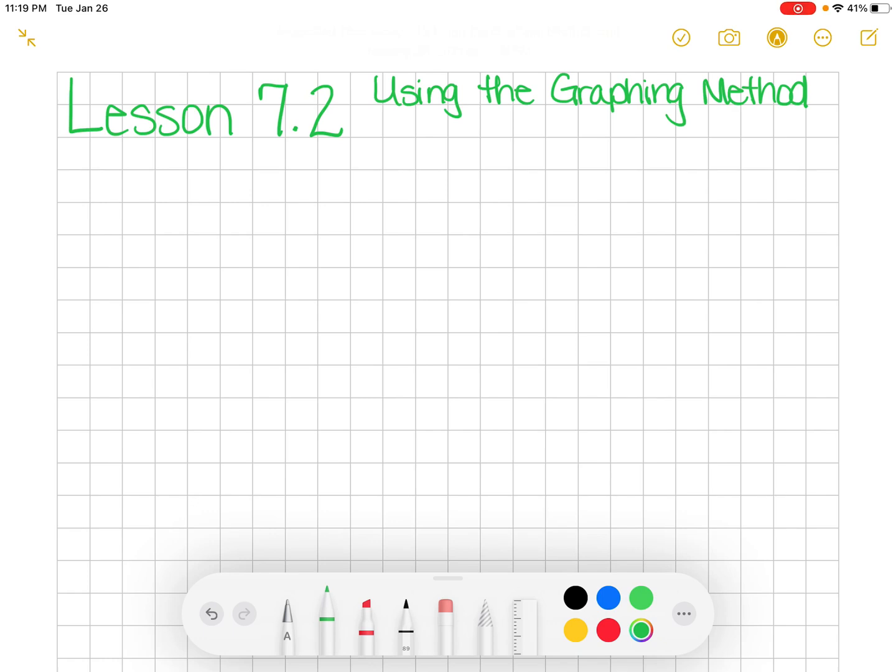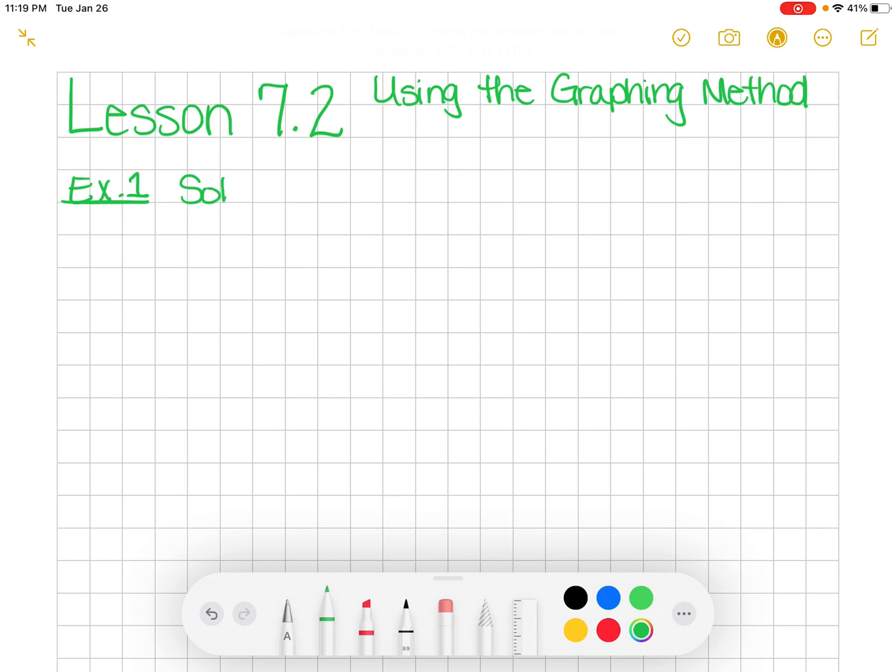Okay, today we're going to continue with what we did yesterday, and we're going to be doing lesson 7.2. This is also using the graphing method, but today I'm going to show you a couple of new instances where you will see new things and know how to do this. Okay, so let's go ahead and jump right in, and we're going to do 3 examples again today, and then I'm going to talk to you about some vocabulary stuff with these problems.